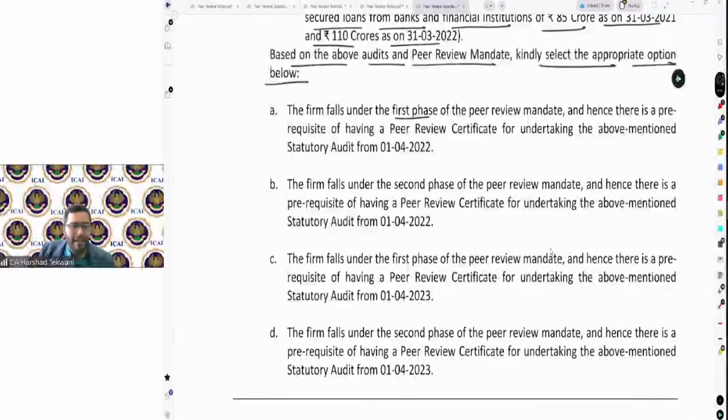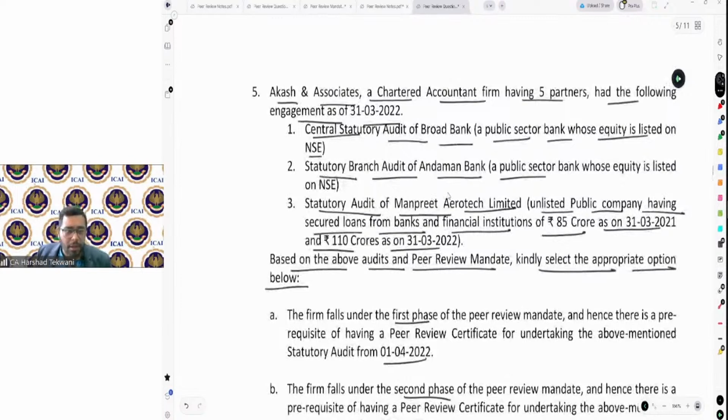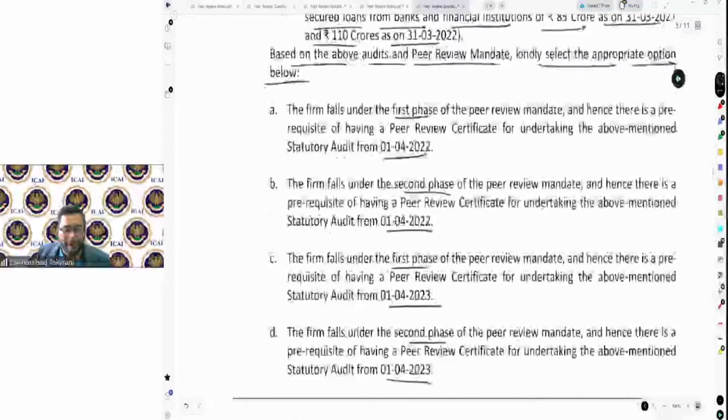First phase, wherein they are required to get the peer review certificate from 1/4/2022. Second phase, where they are required to get the peer review certificate from 1/4/2022. Or either first phase with respect to 1/4/2023 or second phase with respect to 1/4/2023. Come on, guys. What should be the correct answer here? These are the engagements that this firm is taking. What should be the correct answer in the current case as per the peer review mandate?